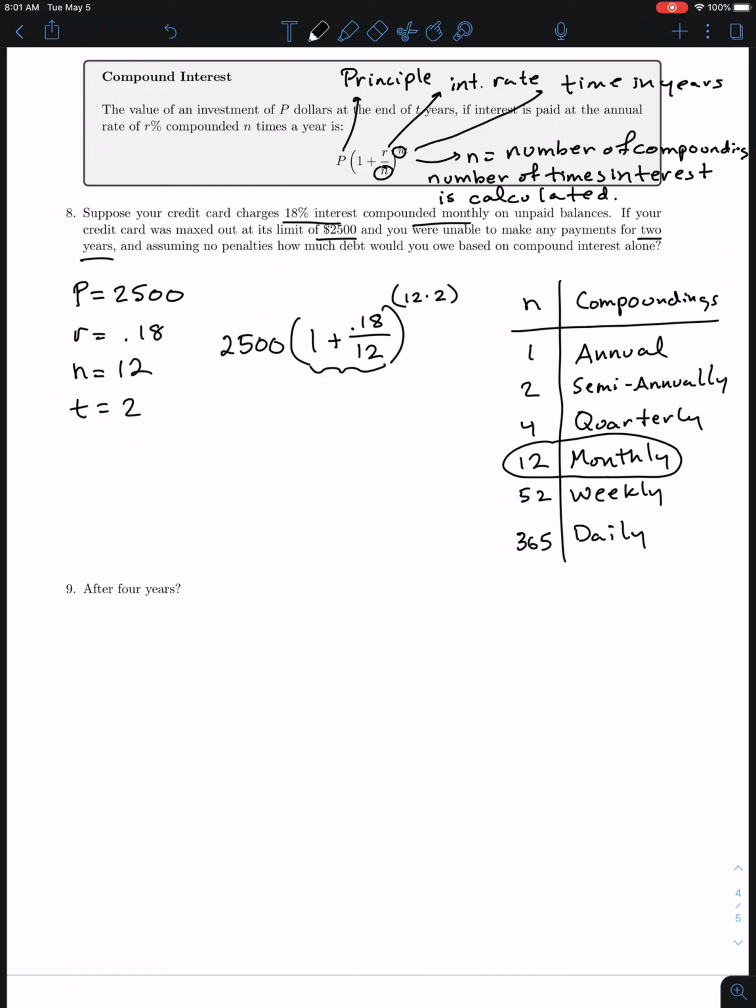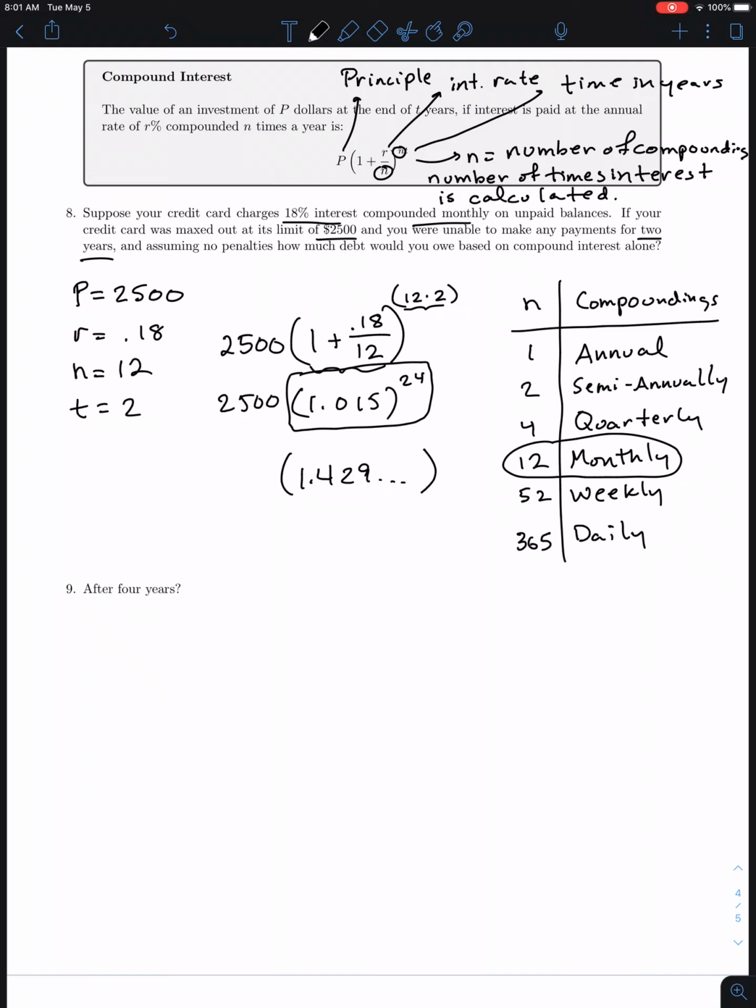In this case, what we want to do is start with the inside and plug that into our calculator first. So 1 plus 0.18 divided by 12 gives me 1.015. And then I'm going to multiply these two together just to make it a little bit easier. So 12 times 2 is 24. Now we do the exponent next. So 1.015 raised to the 24. And we should end up with some number like 1.429 and some other stuff.